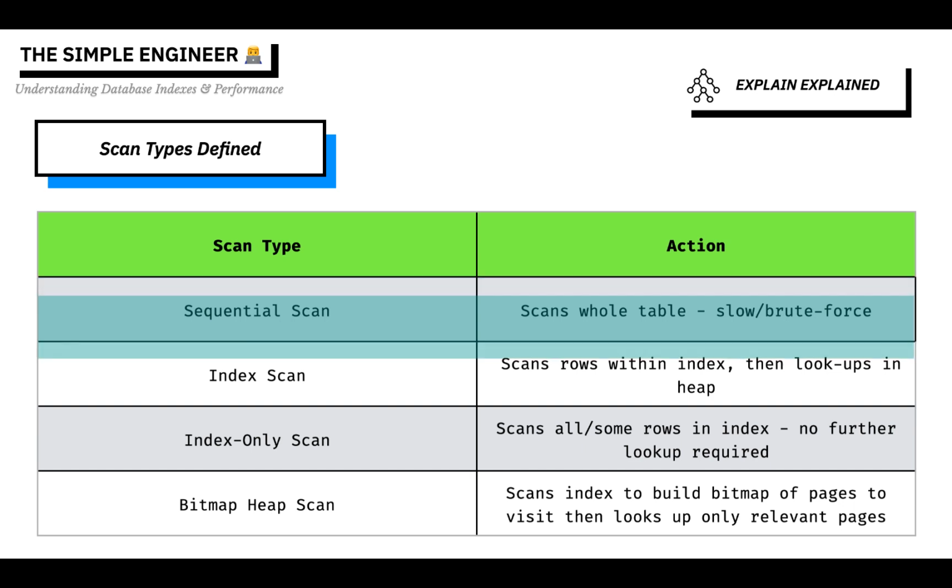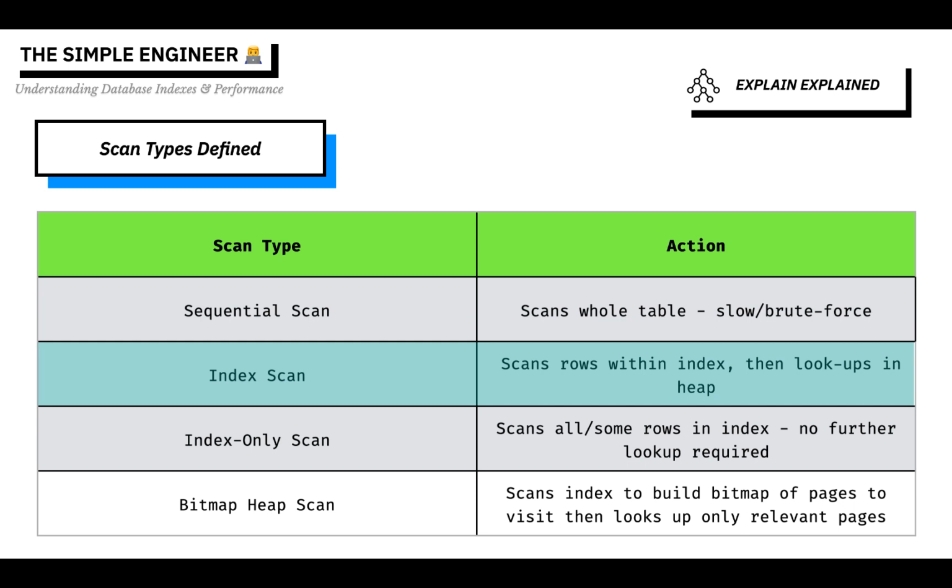When we look at something like an index scan, it's going to be a lot faster because it's only scanning rows within the index, and that information is going to be sorted. Okay, so that's logarithmic lookup. And then from there, we do lookups in the heap. So that's kind of that dereference operation. If we have all the information in the index itself, then it's considered an index-only scan, highly performant, right? That's going to scan either all or some rows in the index, but no further lookup is going to be required.